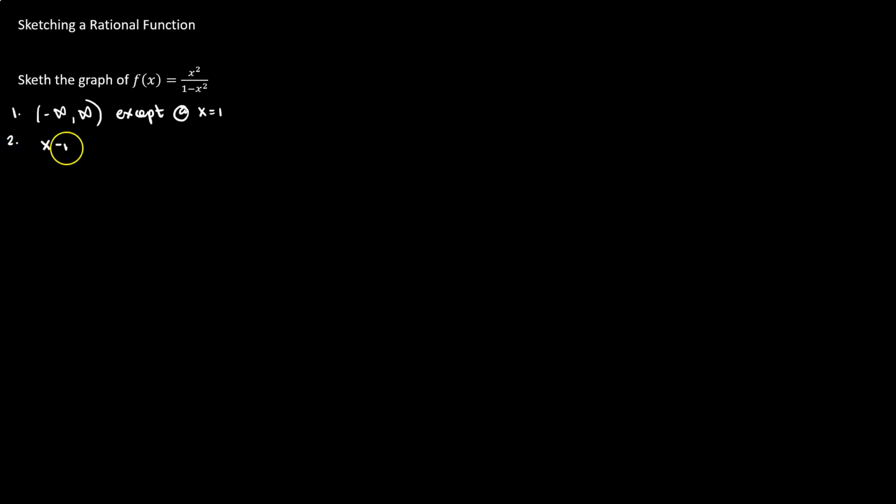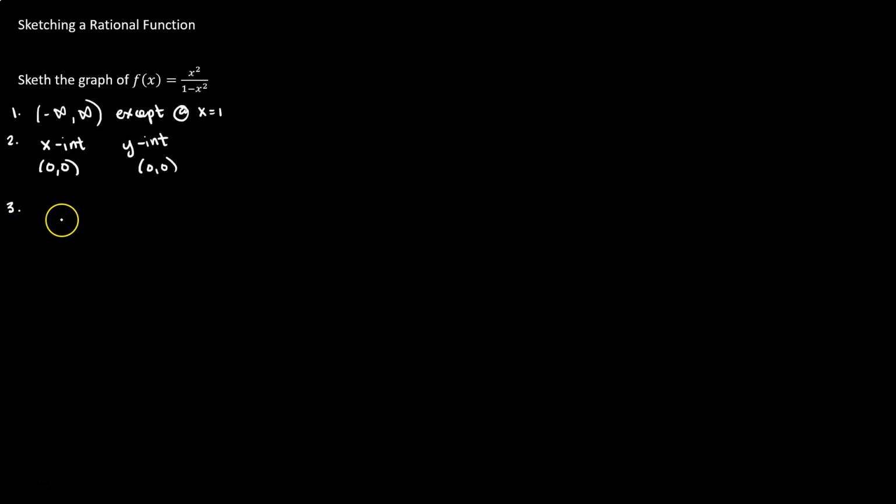Step 2 are x-intercepts. Those happen when y is equal to 0. The only way to get a rational function equal to 0 is to set the numerator equal to 0. So if we set x squared equal to 0, we can see that x has to equal 0. So we have an x-intercept at (0, 0). And then for our y-intercepts, we're going to plug in x equals 0. In this case, that would give us 0 divided by 1, or 0. This shows us that our x and y-intercept is the same exact point.